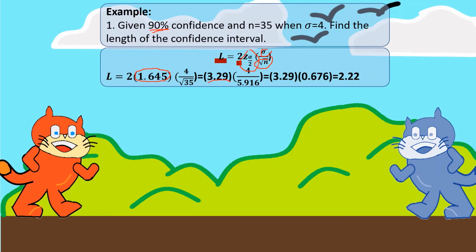So we have 3.29 because of the product of 2 and 1.645. And then the square root of 35 is equal to 5.916. So 4 divided by 5.916 is 0.676. So we multiply 3.29 and 0.676. The answer is 2.22. Therefore, the length of our confidence interval for example number 1 is 2.22.